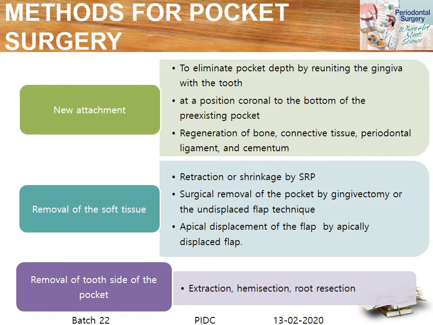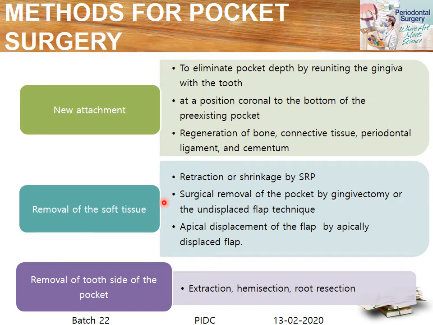Next, coming on to the methods for pocket surgery. If there is a pocket, you have 3 methods for pocket surgery. You can go in for a new attachment, that is, you can eliminate the pocket depth by reuniting the gingiva with the tooth at a position coronal to the bottom of the existing pocket, thereby regenerating the bone, connective tissue, periodontal ligament, and the cementum. One of these I had discussed in the previous slide. The second one is the removal of the soft tissue, wherein there is retraction or shrinkage of the soft tissue which occurs because of scaling and root planing.